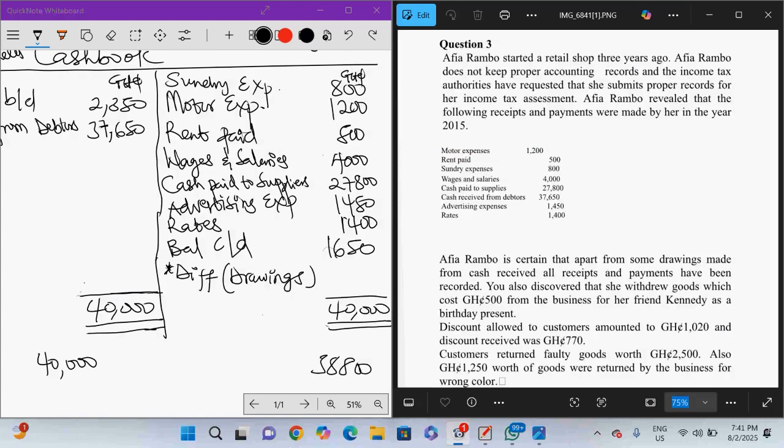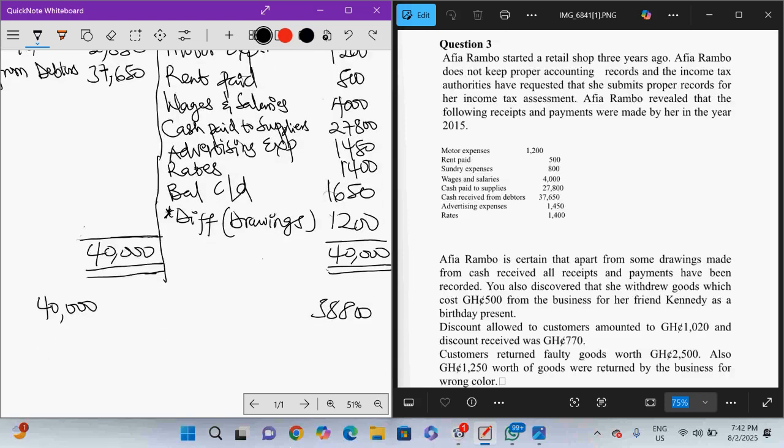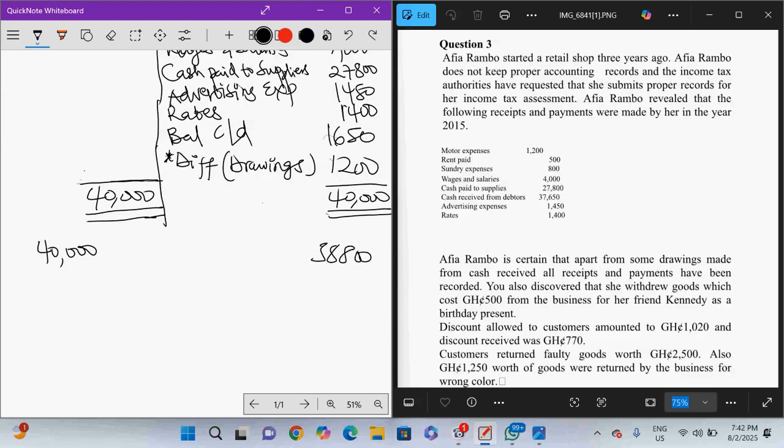So from here, summation of all of this, I think I'm getting 38,800. So what will be the difference? The difference will be 40,000 minus 38,800, which is 1,200. The difference is 1,200. Right? So 1,200, that will go to drawings.